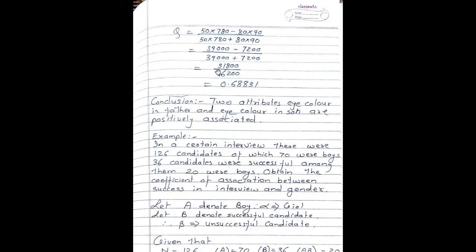So 39,000 minus 7,200 divided by 39,000 plus 7,200. So that is equal to 31,800 divided by 46,200. If we perform these calculations, we get the value of the coefficient of association Q is equal to 0.68831. Therefore, the conclusion is that the two attributes, eye color in father and eye color in son, are positively associated.